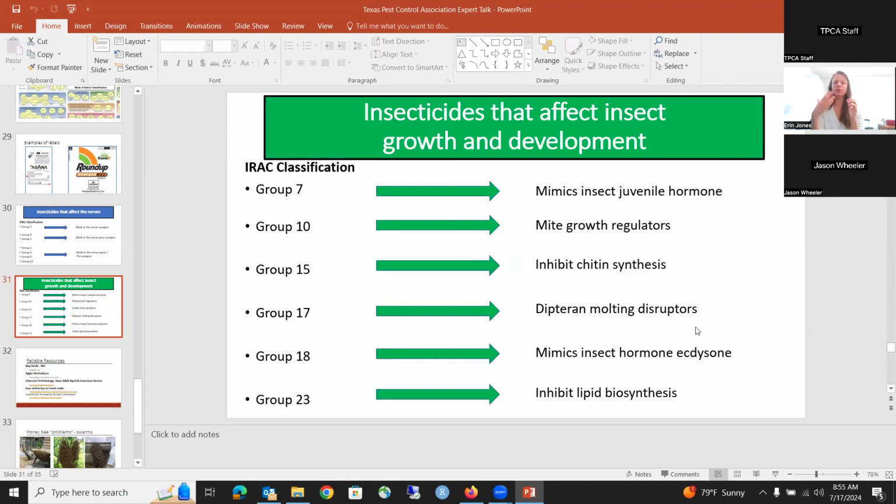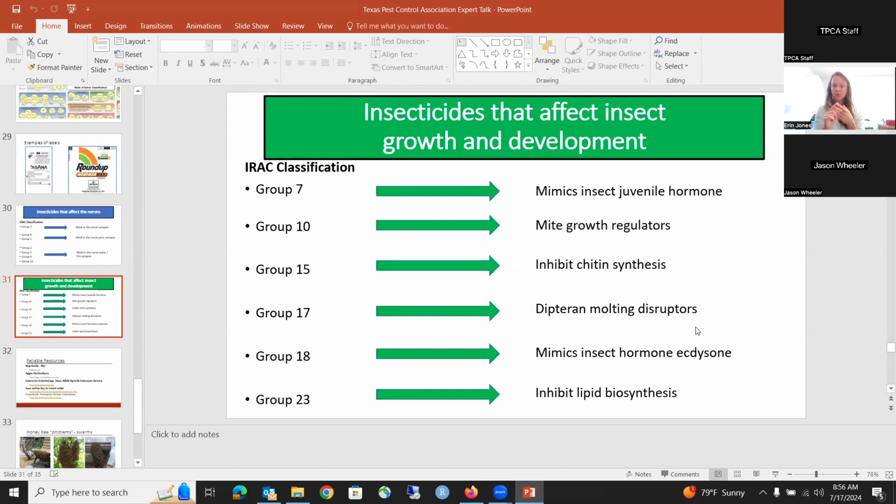If we go down and look at the ones on the poster that were green, these would all be growth inhibitors. This is something that is going to prevent the insect from being able to go through its regular growth cycle. We have some that mimic juvenile hormones.